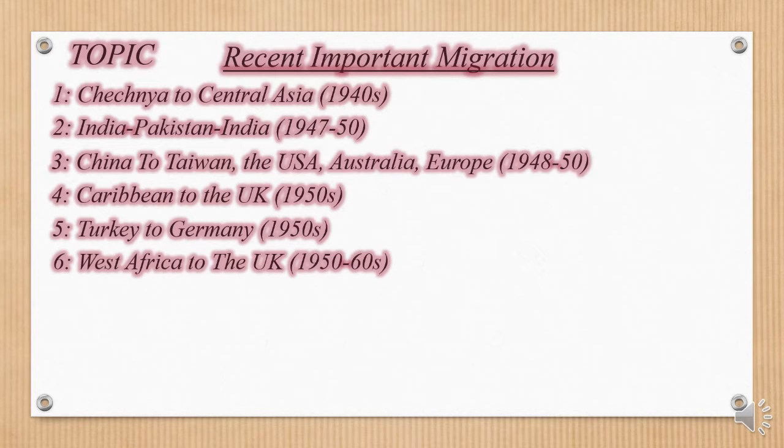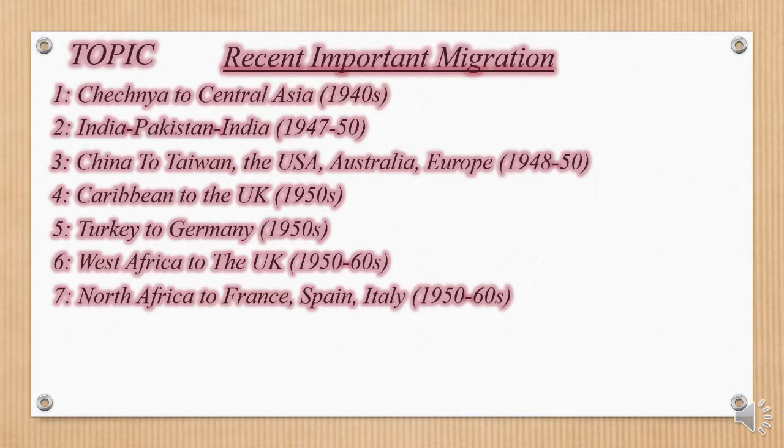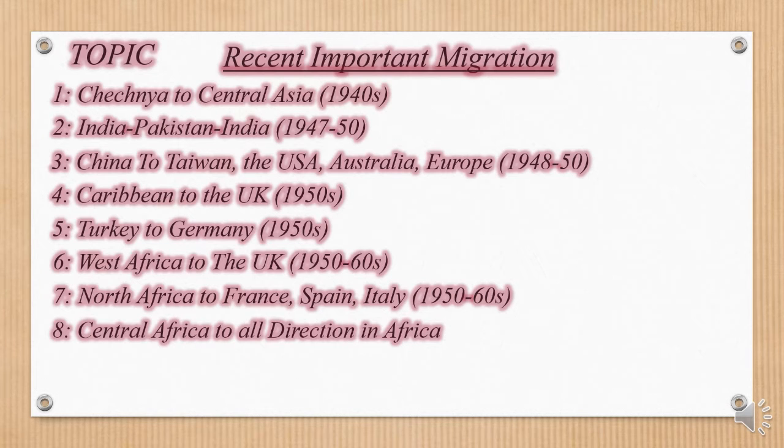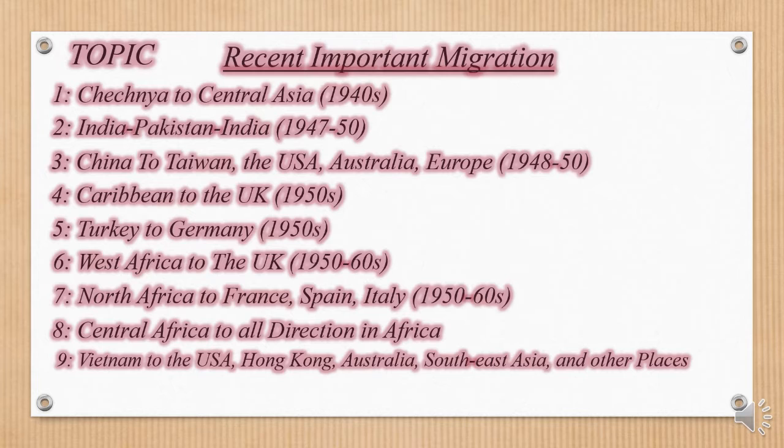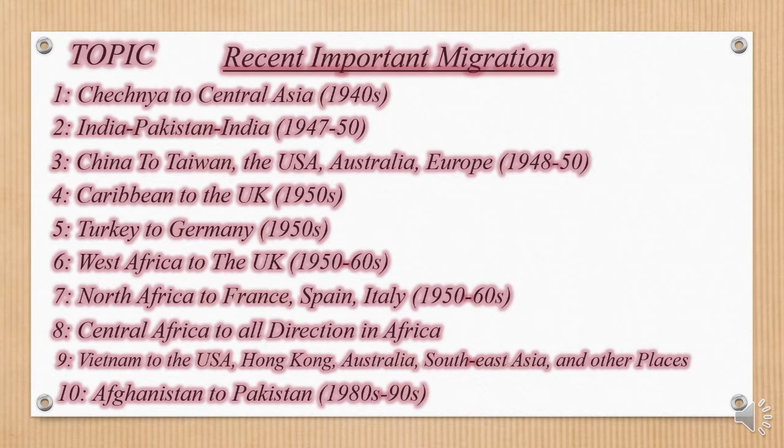Number 6, West Africa to the UK between 1950 to 60s. Number 7, North Africa to France, Spain, Italy between 1950 to 1960s. Number 8, Central Africa to all direction in Africa. Number 9, Vietnam to the USA, Hong Kong, Australia, Southeast Asia and other places. Number 10, Afghanistan to Pakistan during 1980s to 90s.